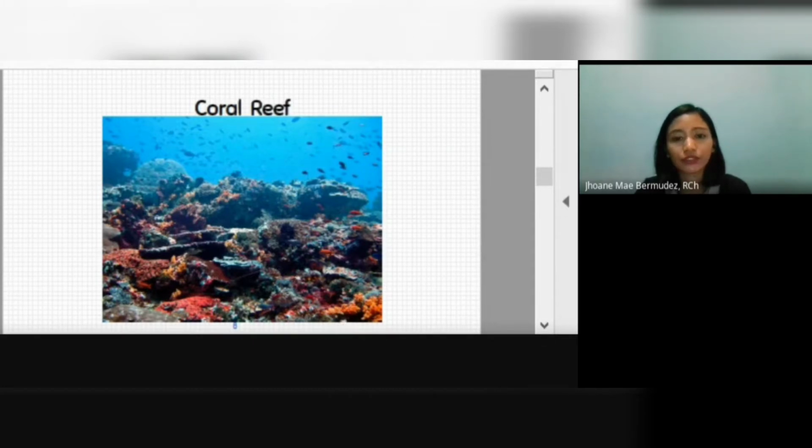Coral reef. The reefs are formed from colonies of coral polyps held together by calcium carbonate. It supports approximately 25% of all known marine species.